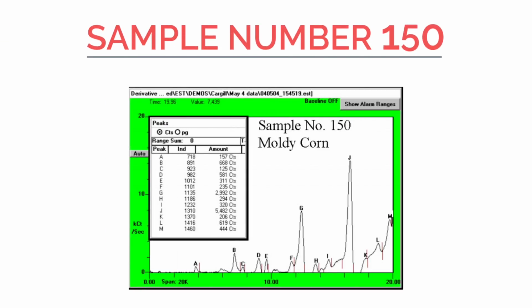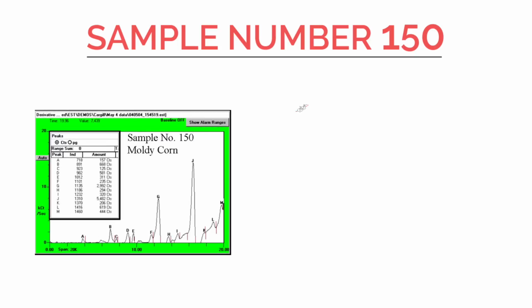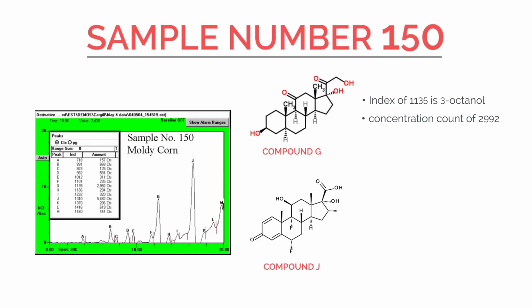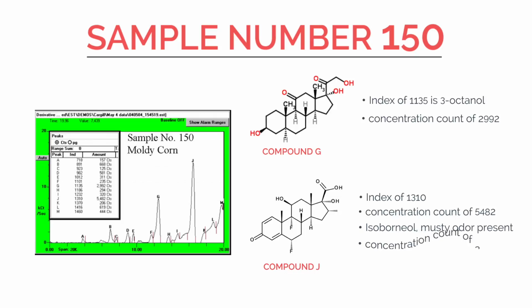Sample 150 of moldy corn contained compound G, which had an index of 1135, is believed to be 3-octanol, and had a concentration count of 2992. Compound J present in the sample had an index of 1310 with a concentration count of 5482, and is believed to be either indole or undecanal, which have pungent odors. Isoborneol, a musty odor, was also present but at a much lower concentration count of 294.